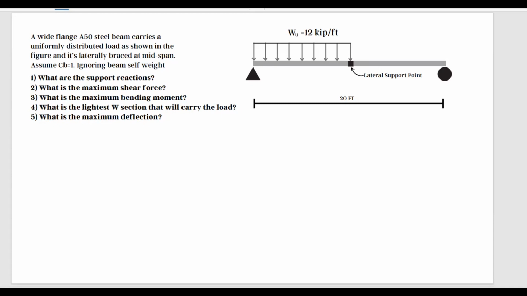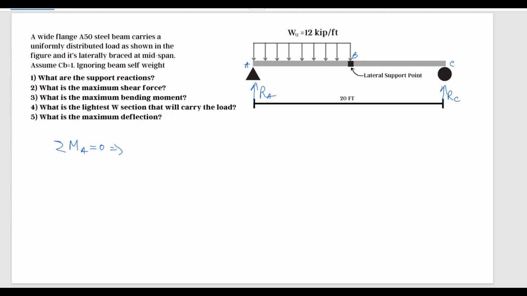And we're going to start with calculating reactions. So first things first, I'm going to call this point A. This is going to be B and C. And I'm going to show my reactions. This is RA. Here I'm going to show RC. In order to calculate reactions, we're going to do sum of moments at point A equals 0.